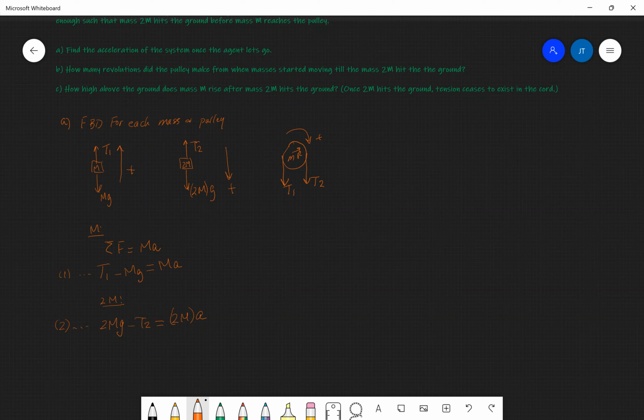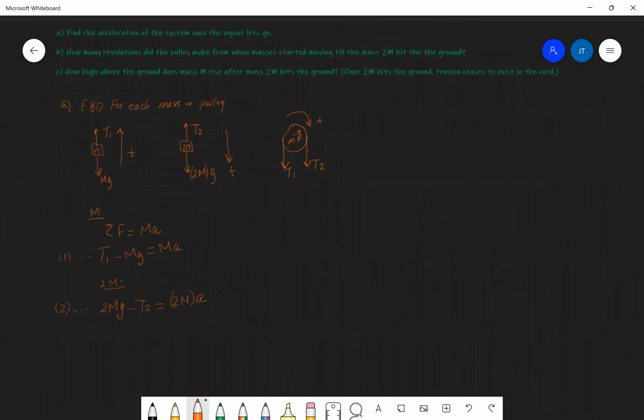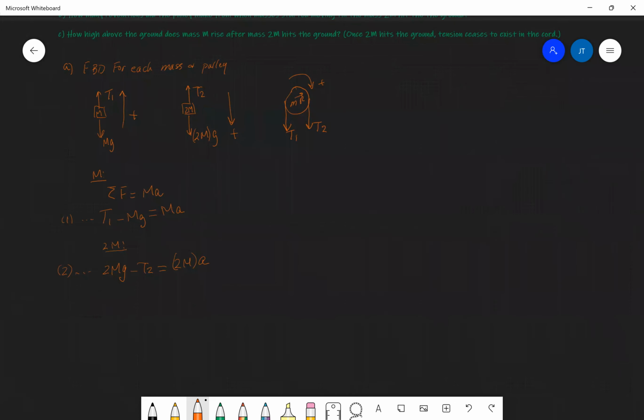Now, for the pulley, we have a net torque on the pulley because the tensions are not the same. Again, positive is clockwise, and what's causing the clockwise torque is T2. T1 is trying to cause counterclockwise torque. Obviously, T2 is bigger than T1. So the sum of the torques is I alpha, where I is the moment of inertia of the pulley.